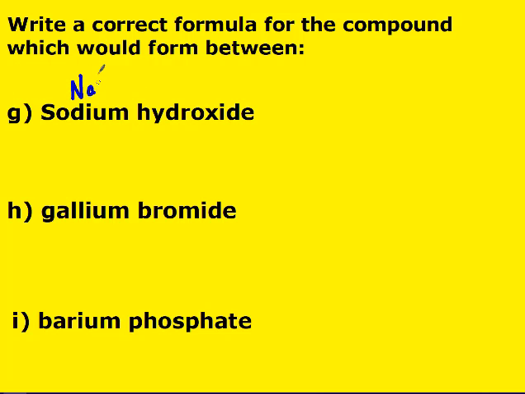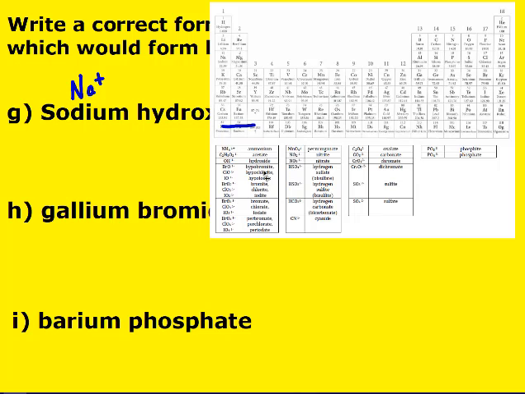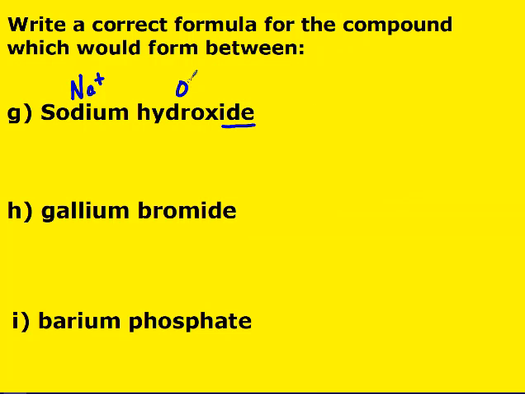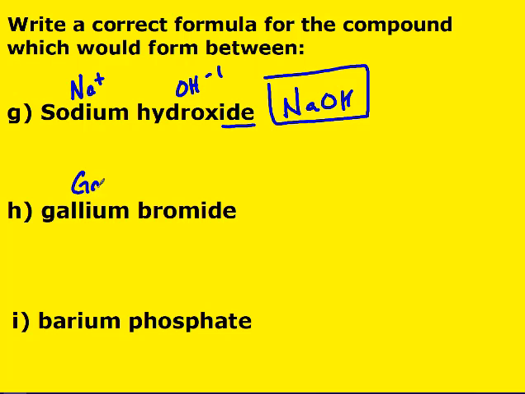So sodium is a +1. Hydroxide ends in IDE. But remember, it was one of our ones that's a polyatomic ion that ends in IDE. So that was OH with a -1. +1 -1 should have canceled. So just NaOH. Gallium is Ga, and it's one of the elements that you should know the charge of. Bromide is Br with a -1. So we need 3 bromine to cancel out that gallium. So GaBr3.